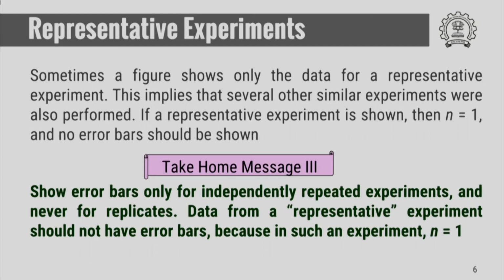If a representative experiment is shown, then in this case n is equal to 1, and therefore, you should not be showing any error bar. And therefore, the third important take home message is that show error bars only for independently repeated experiments and never for replicates. Data from a representative experiment should not have error bars, because in such an experiment sample size is 1.